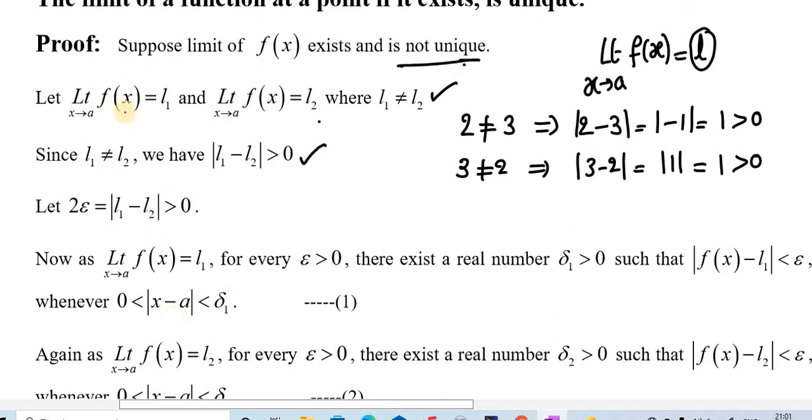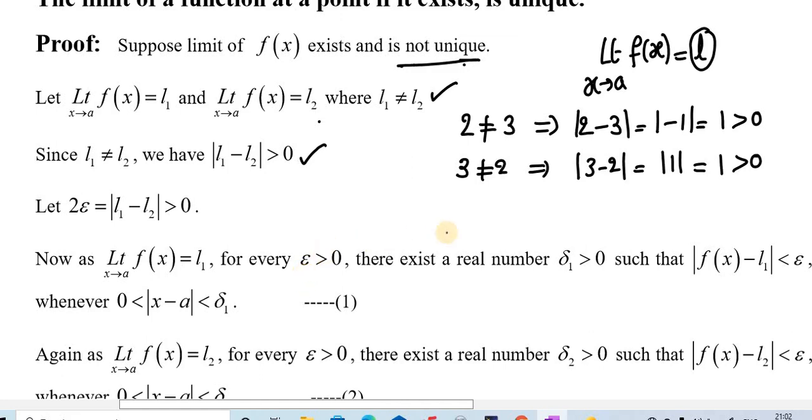Now, limit x tends to a of f of x equals L1. Now we are going to apply the limit definition. That is, for every epsilon greater than 0, there exists a real number delta 1 greater than 0 such that modulus of f of x minus L1 is less than epsilon whenever 0 is less than mod x minus a less than delta 1. So you can observe here we are taking epsilon greater than 0.